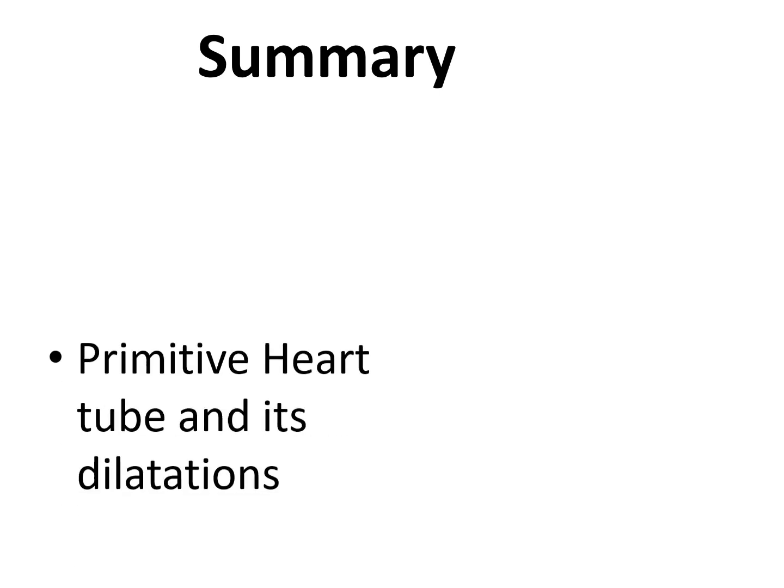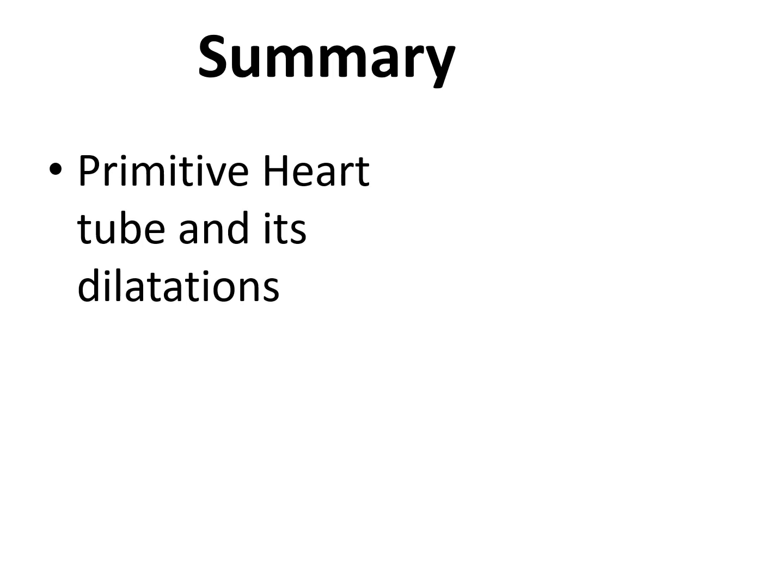So, to summarize this first part, we talked about the primitive heart tube and its dilatations. This heart tube starts as straight, it gets dilatations at its fold. These dilatations, we give them names as the future structures from them: the primitive atria, the primitive ventricle, the venous end, which is sinus venosus, the arterial end, which is bulbus cordis, and truncus arteriosus.